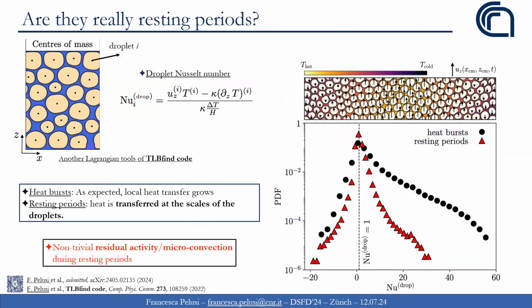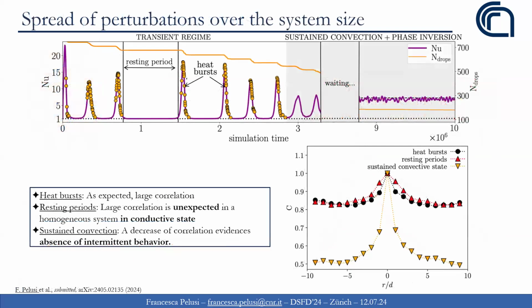performing a second analysis, again at the level of the droplets. TLBfind also has a tool to measure the Nusselt number associated with each droplet. So it's not a macroscopic analysis, but a mesoscopic one. And what we can observe by collecting the statistics is that obviously we have large tails during heat bursts, but the most interesting aspect is that the Nusselt number is different from one, and a lot different from one, also during the resting period, still confirming the presence of this residual activity.